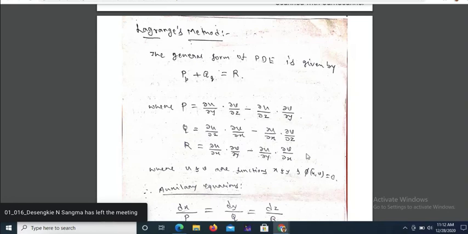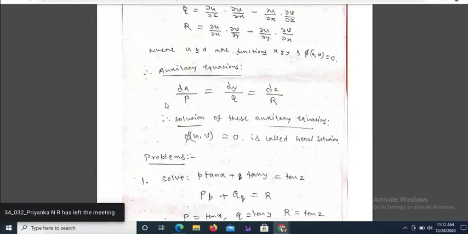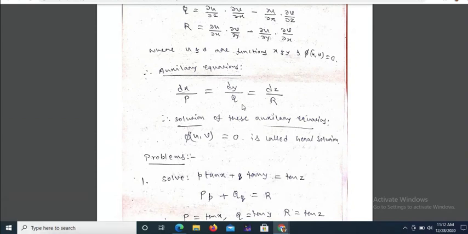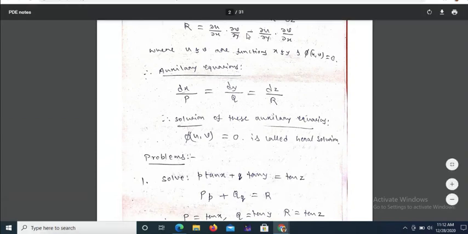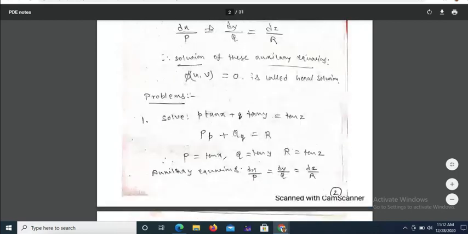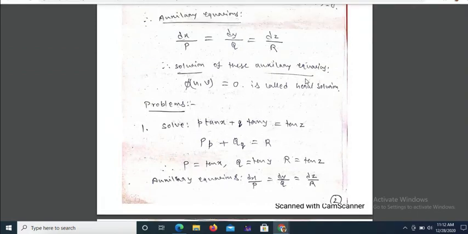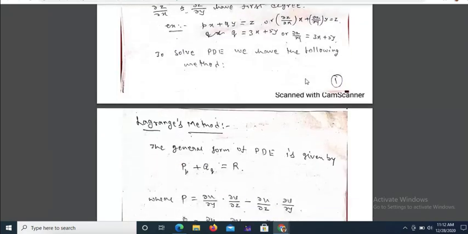Okay. So for that purpose, we take the auxiliary equation in this form: dx by P, dy by Q, dz by R. You know the P, Q, R values in this one. So the solution phi of u comma v equal to 0 is the general solution. This is how we can solve partial differential equations by Lagrange's method.